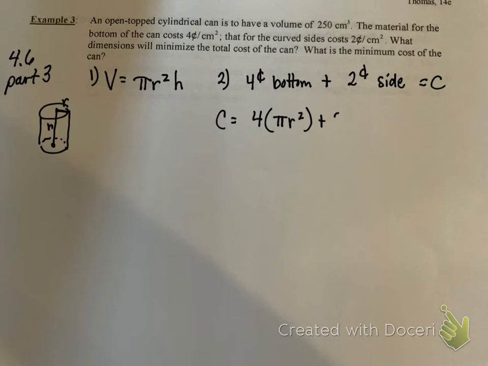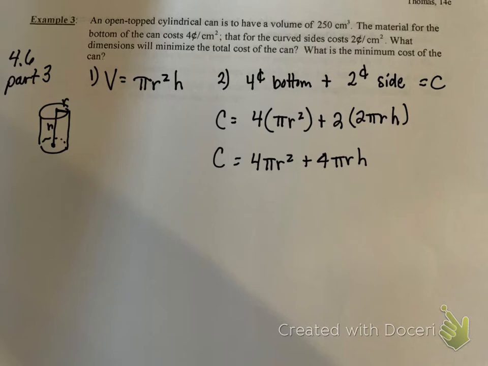Okay? Plus 2. Now the side of the can, to find the surface area of that, I need to know what the circumference is and then multiply that times the height. So the circumference of a circle is 2 pi r, and then I'm going to multiply that times the height, and that will give me the surface area of the side of the can. Okay, so now that I have that, let's make this look a little bit prettier. So C equals 4 pi r squared plus 4 pi r h, and now I have everything in r's and I have an h.